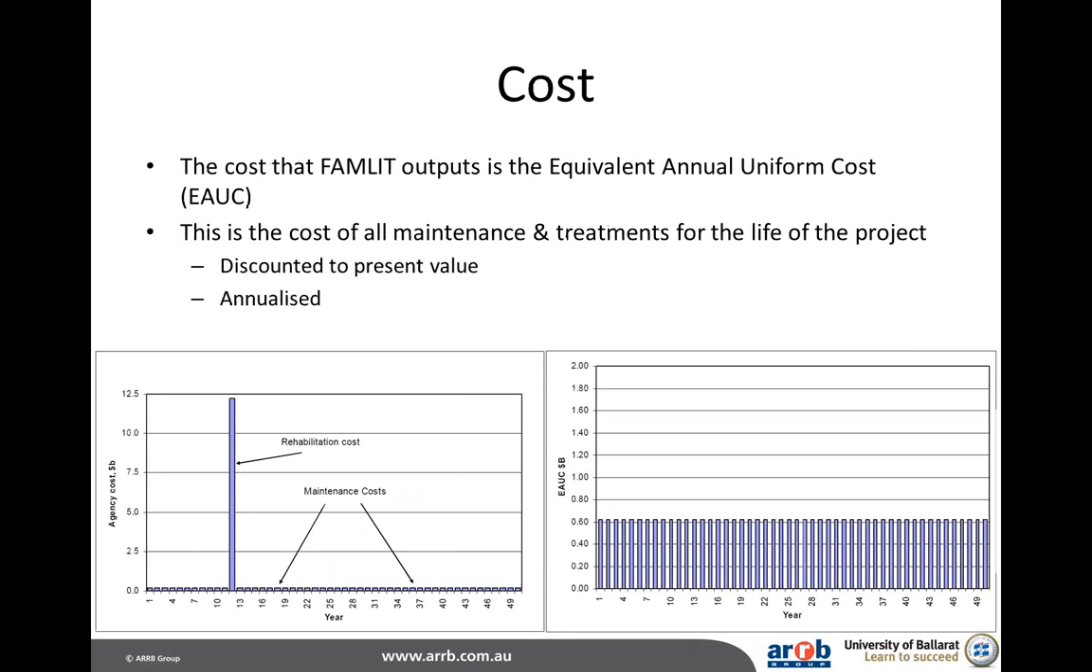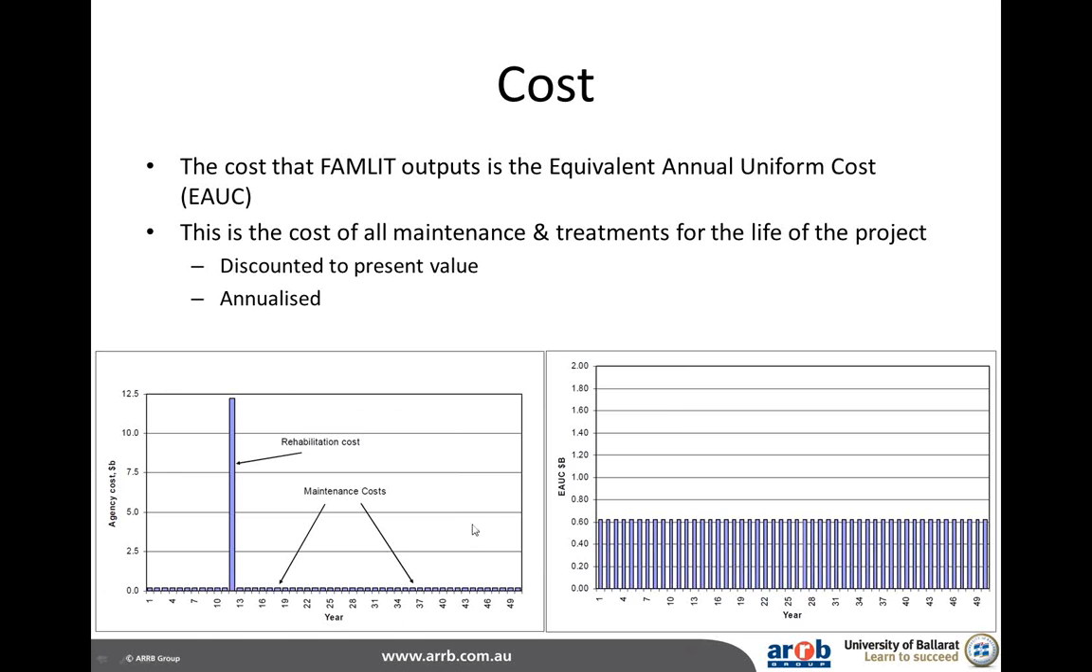The cost that FAMLIT outputs is an equivalent annual uniform cost. You'll often see it abbreviated throughout this as an EAUC. This cost is the cost of all maintenance and treatments for the life of the project, but it's also discounted to present value, and it's annualized as well.